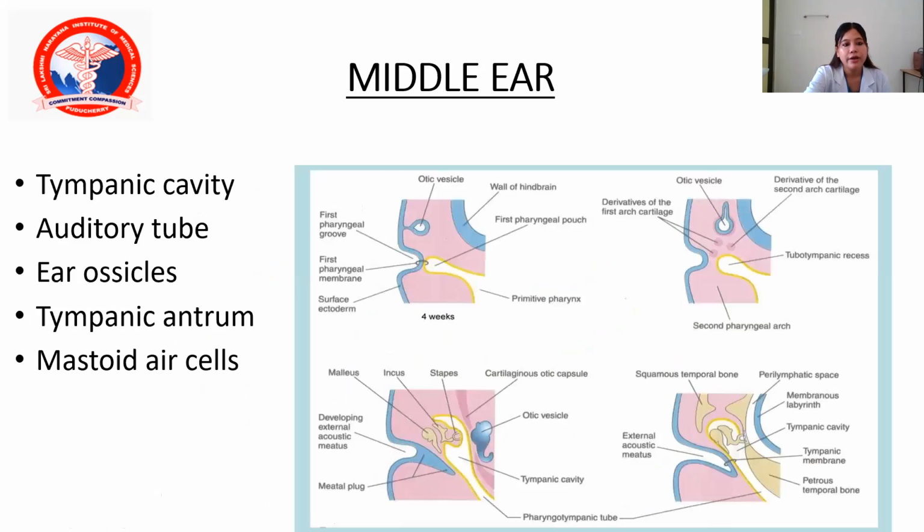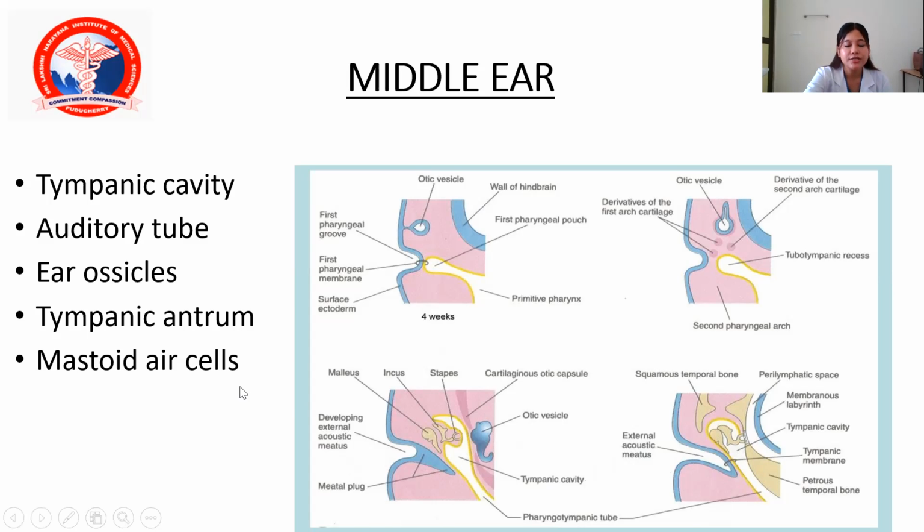So, now about the tympanic antrum and the mastoid air cells. Now the tympanic antrum, how is it formed? The tympanic antrum will form during the fetal life by the vacuolization of the cells of this tympanic cavity. The vacuolization of the surrounding cells of the tympanic cavity will form into the tympanic antrum.